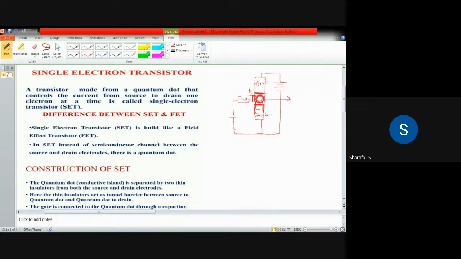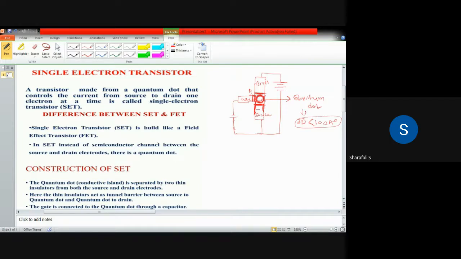So here instead of the channel we have a quantum dot, and as you know, this quantum dot has all three dimensions less than 100 angstrom. Then only will that form a quantum dot, which means that in the x, y, z directions we have a length which is less than 100 angstrom. Such a material we call a quantum dot.